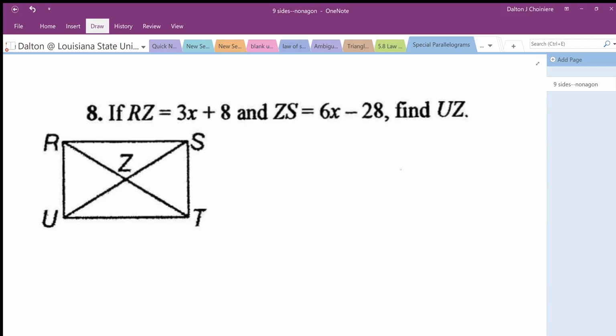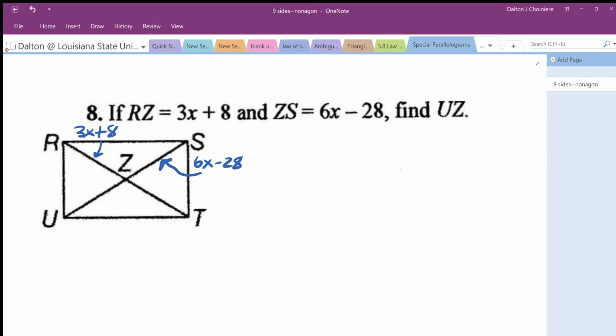Okay, let's label our picture. RZ is 3x plus 8. So as best you can, and if you can't fit it on the picture, you can put 3x plus 8 like this with an arrow to it. And then it says ZS is 6x minus 28. Find UZ. Now, I didn't read this, but in bold it says quadrilateral RSTU is a rectangle.